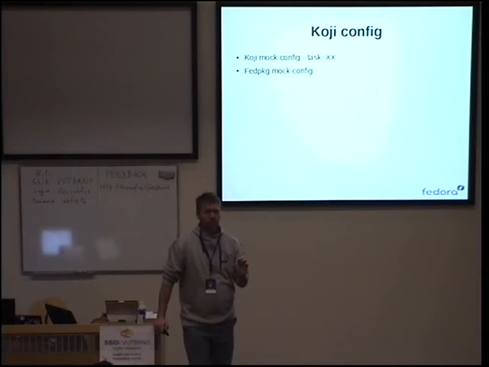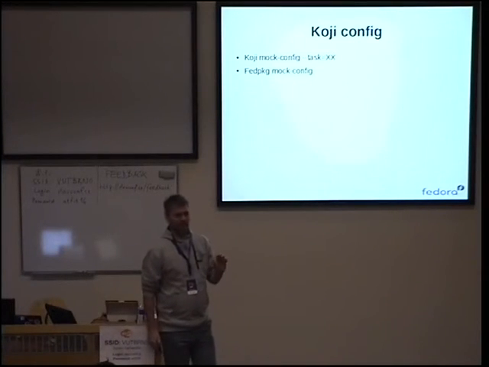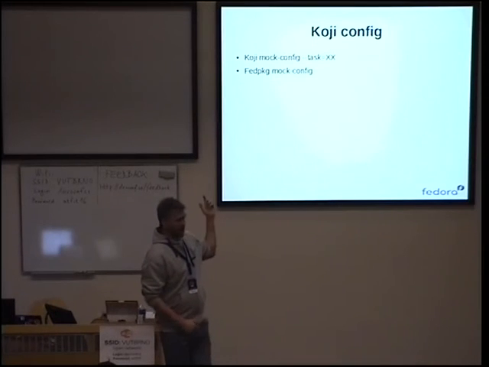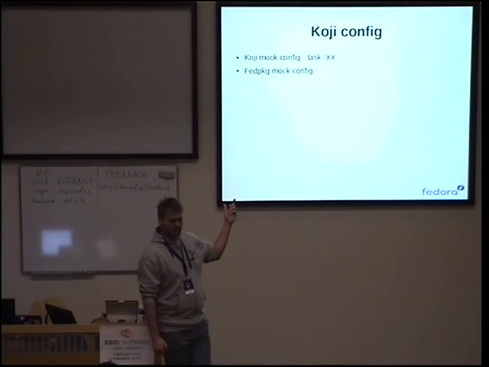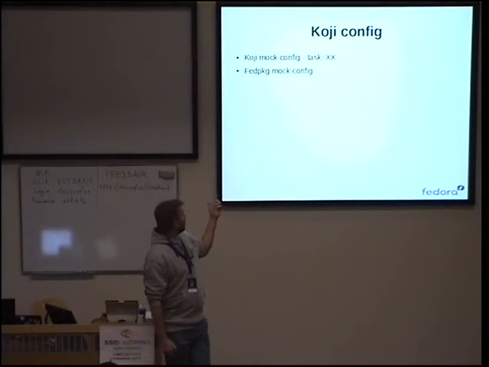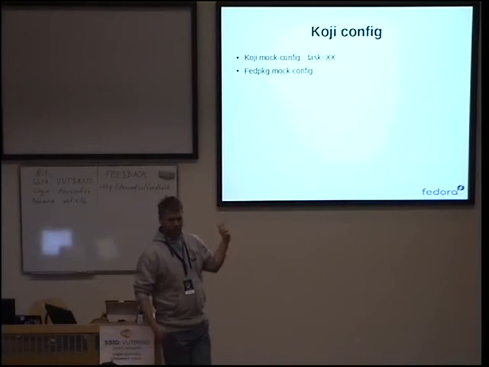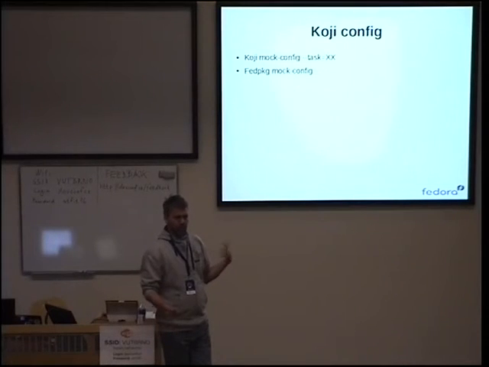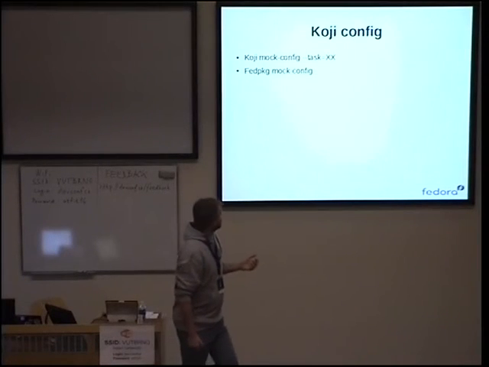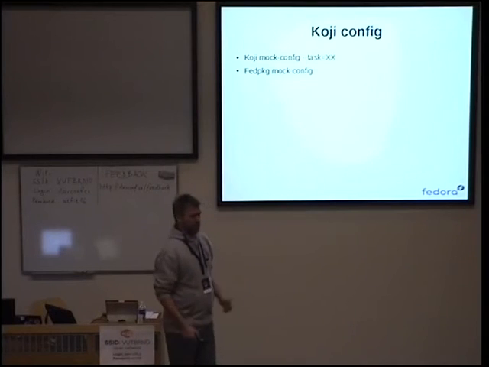So if you want to really get the config and try it on your own, you can write either koji mock-config, dash task, and number of the task, or if you are in dist-git, you can run fedpkg mock-config and it will retrieve the mock config from Koji for that branch. And you can use that config for building.